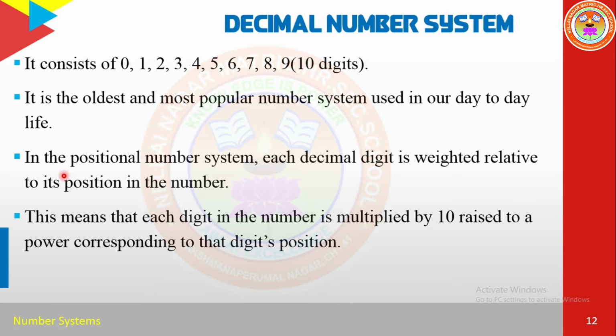In this number system, the decimal digit is weighted relative to its position in the number. How are we going to identify the position of the numbers? By the weightage of the particular value. That is called the positional number system. Now we are going to see an example of the decimal number system, how it works and how the numbers are framed. Okay, we'll see the example.